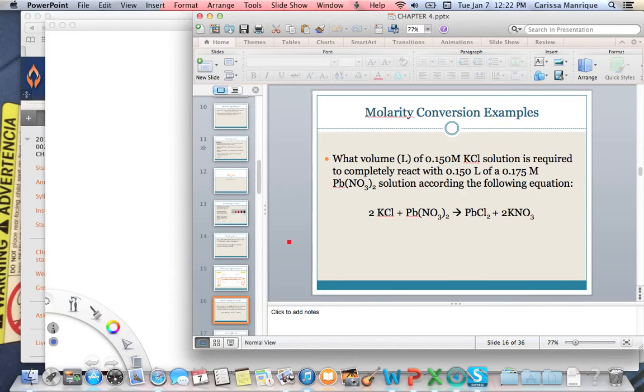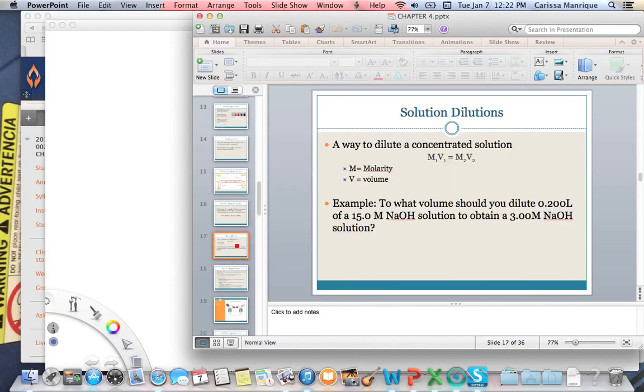Okay, now let me show you how to recognize a dilution problem. A dilution problem will say dilute or dilution in the problem. And the formula here is M1V1 equals M2V2. Okay, your initial molarity and volume and what you want the new molarity and volume to be. So, for example, to what volume should you dilute 0.2 liters of a 15 molar sodium hydroxide solution to obtain 3 molar sodium hydroxide solution?